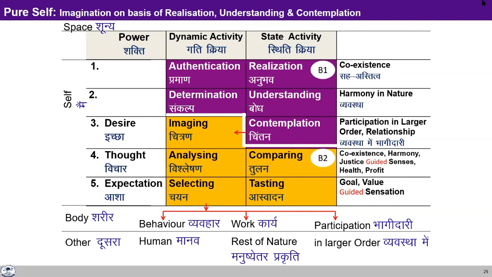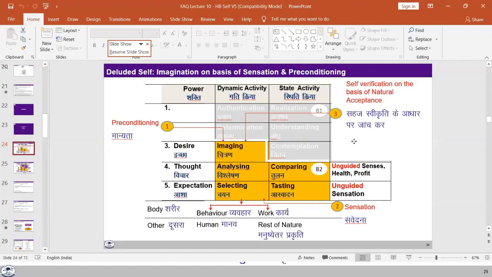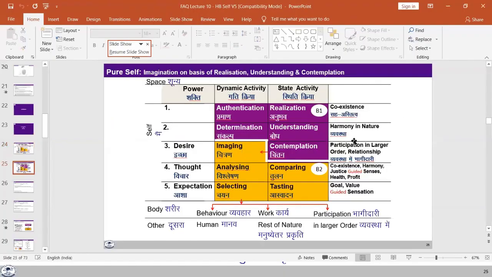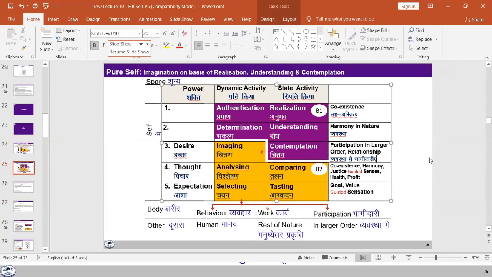Now, when I have the realization in me, then it gets authenticated in me. How does it get authenticated? So the gradual development that we had in the self now gets complete with this realization. Before this realization took place, I had been trying to understand the harmony in the nature part by part. I had been trying to contemplate on the relationship part by part. But now when this realization has taken place, then I'm able to see the whole thing.